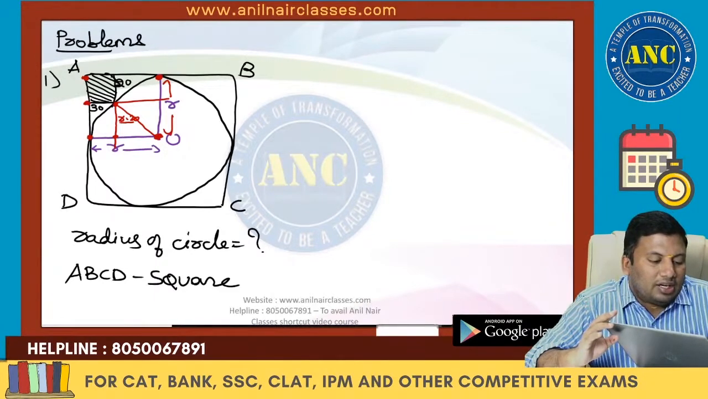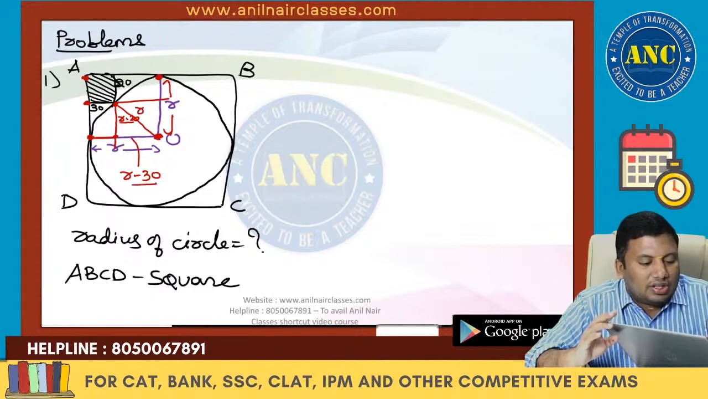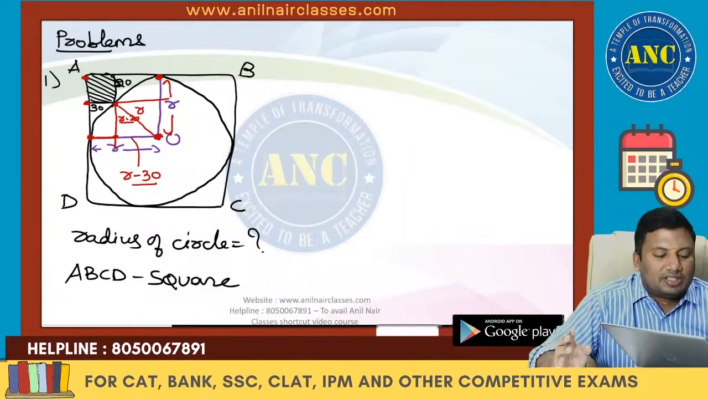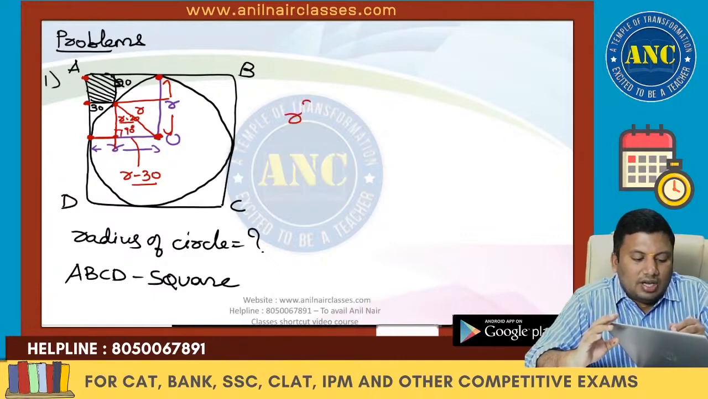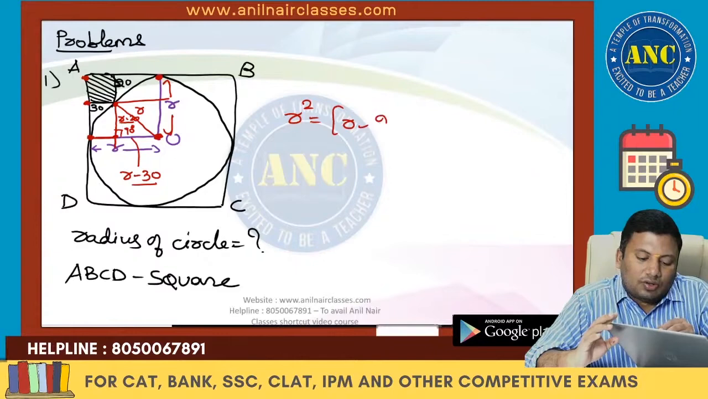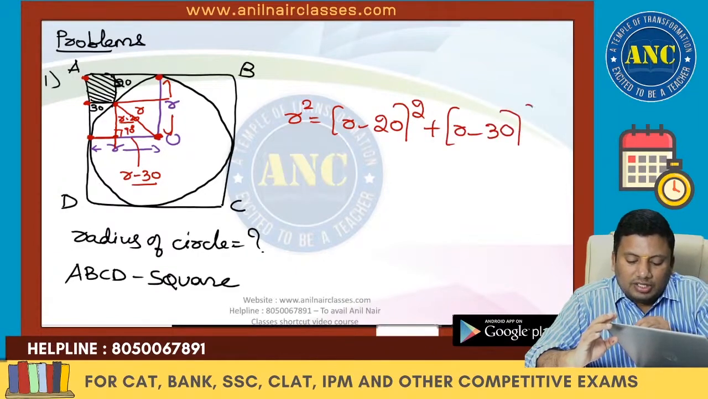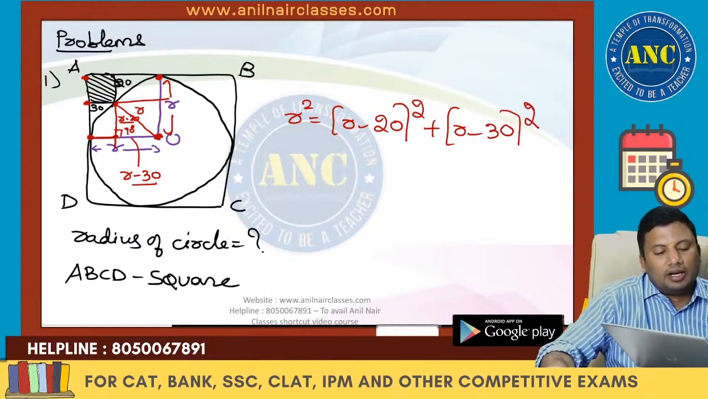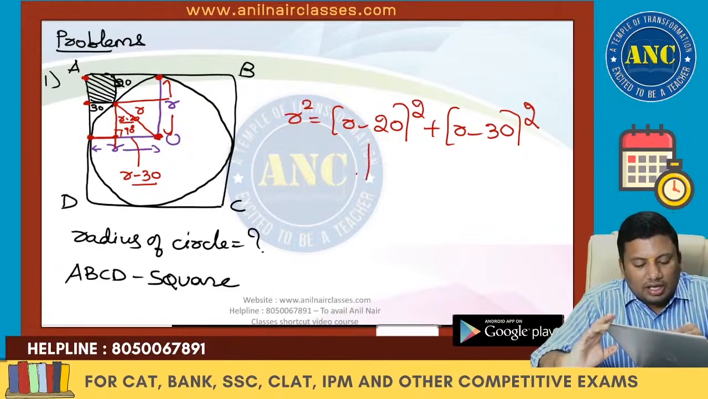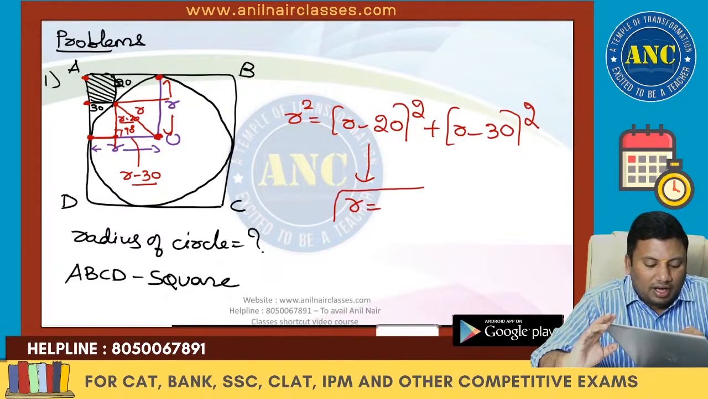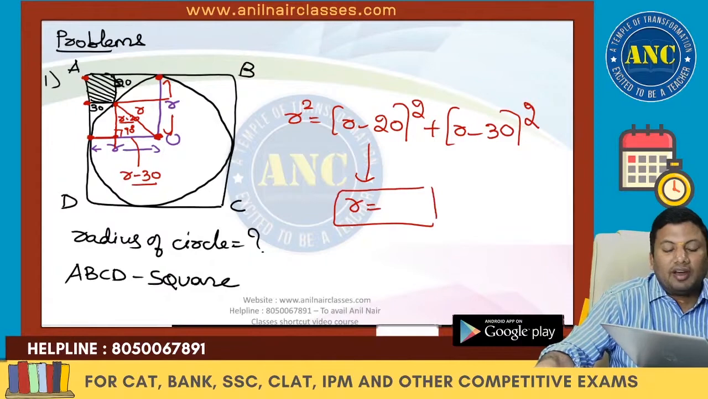Similarly, from here to here it is R, but this is 30. So this is nothing but R minus 30. From center to circumference it is R. Anyway, I dropped a perpendicular, so this is 90 degrees. So R square is equivalent to (R minus 20) square plus (R minus 30) square. Solve the equation, you will get the value of R.